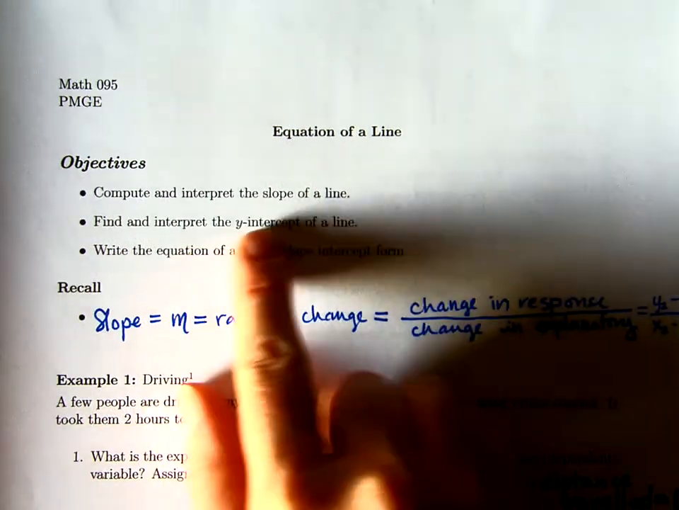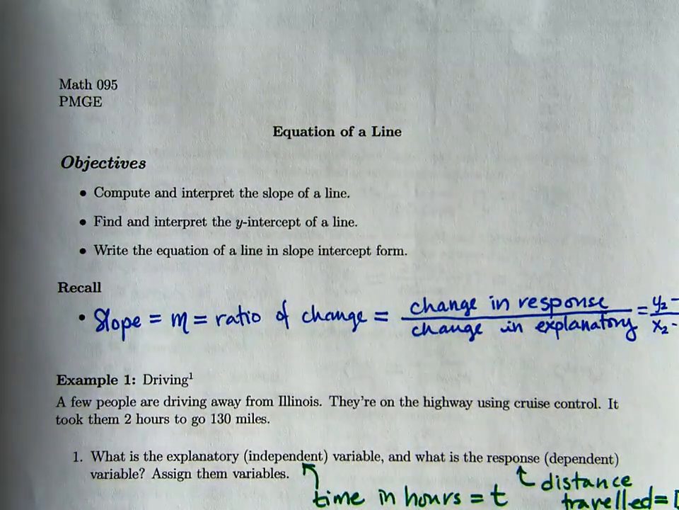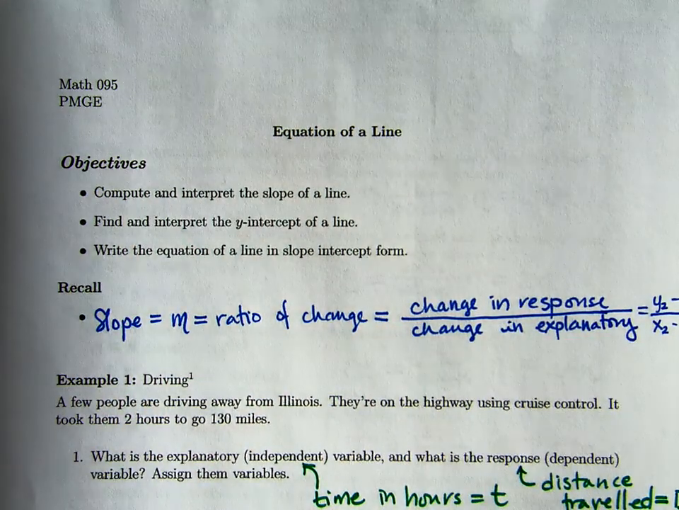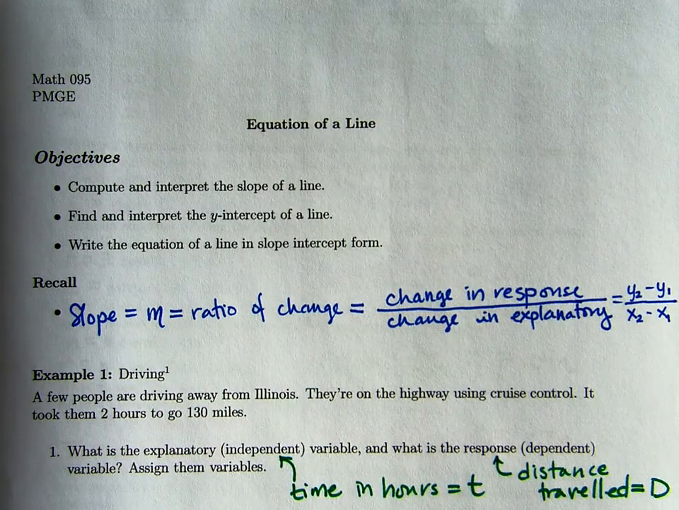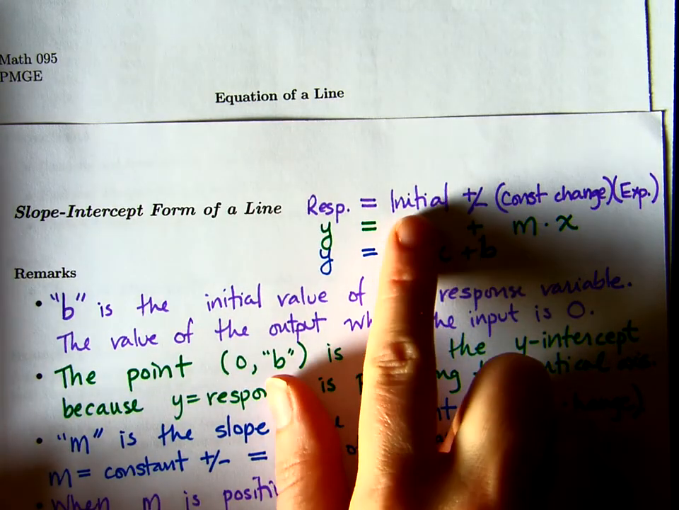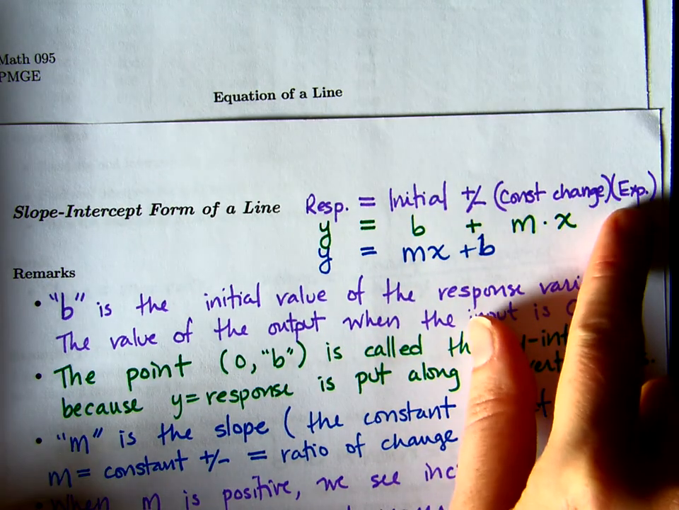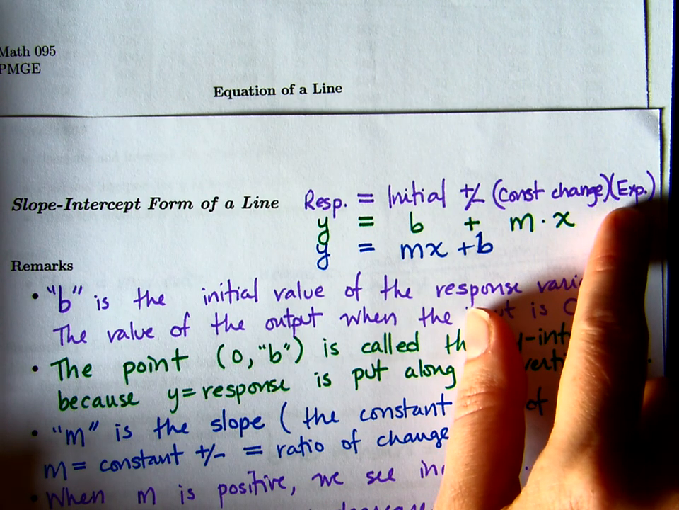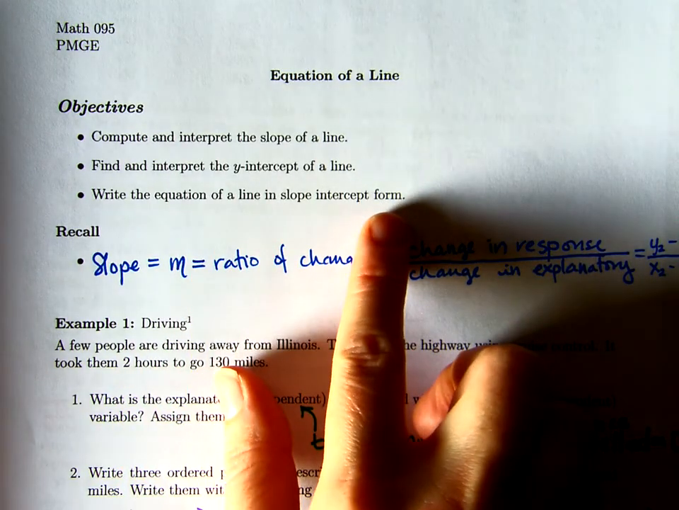Now, interpret the y-intercept of a line. In this one, we actually discovered that the initial value is the y-intercept, also known as the b. And that is always this initial amount, and then you have the constant change, which is your slope, times however many times you make that constant change, which is however many times your explanatory variable changes. And then we said write the equation of a line in slope-intercept form.